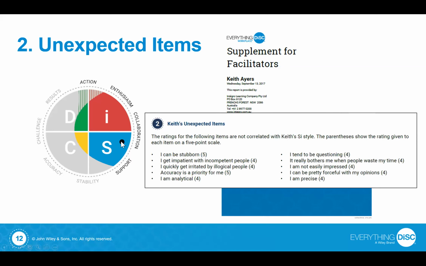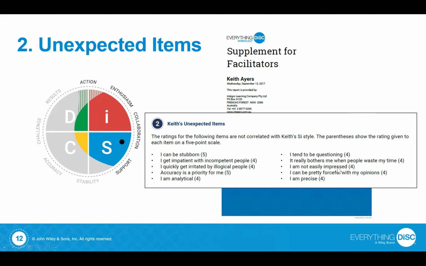Well, first of all, the program starts where my dot is and goes straight across 180 degrees to the DiSC CD scale. And it says, did Keith agree with any items on that scale? Because I'm not expected to, all right? And I did. I am patient with incompetent people. People on the DiSC scale are the most insistent about competence of any style, and they get very irritated, impatient with people who they see as being incompetent. There's a few others there that I tend to be questioning, etc.